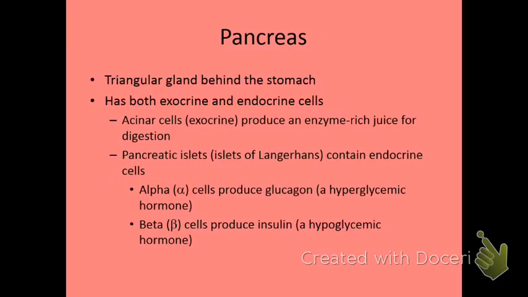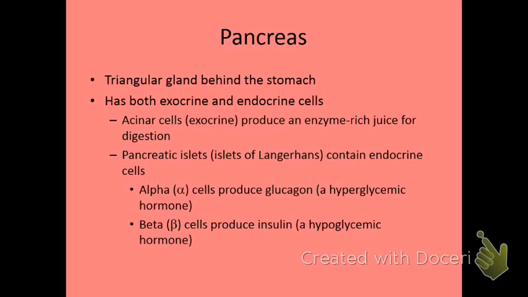Pancreas, a triangular-shaped gland behind the stomach, retroperitoneal, has exocrine and endocrine cells. We have what they call the acinar cells, which are exocrine. They produce enzymes for the digestive system. And then we have the pancreatic islets, the islets of Langerhans. These are endocrine, and they produce the cells for sugar metabolism, the alpha cells and the beta cells.